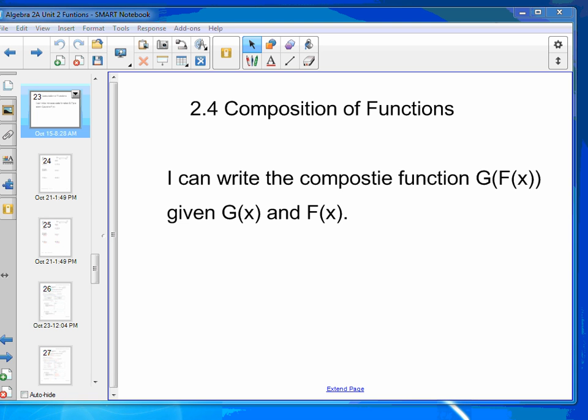All right, this section is section 2.4, composition of functions. And our goal is I can write the composite function g of f of x given g of x and f of x. And this is one of those things that's going to sound really like, oh my goodness, I don't think I can do this. This is another language. But if you just be patient, let me work you through this, I think you'll find that it's not as difficult as it sounds.